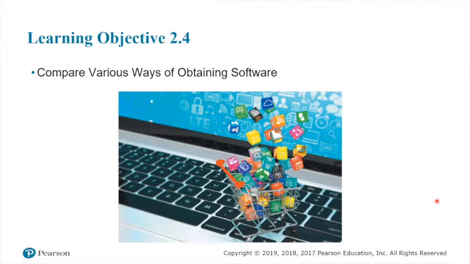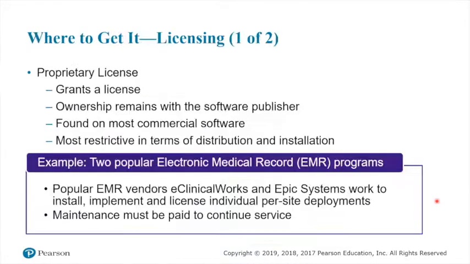Now let's dive briefly into some different methods of obtaining software and different schemes for purchasing and distribution of software. When it comes to software licensing, a proprietary license is a popular scheme. It grants the use of one or more copies of software, but ownership of those copies remains with the publisher, not with the user. So a lot of commercial software will use this licensing scheme.